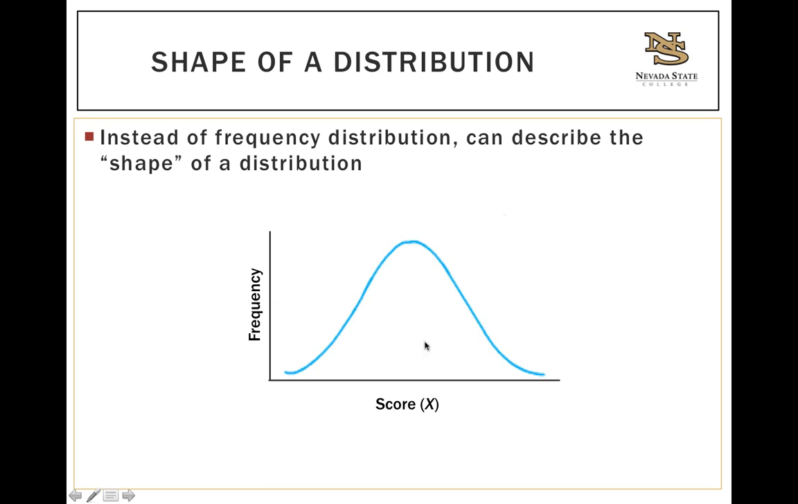So you can see that in this particular distribution, our most common scores are the ones in the middle, near the mean. And as we get more extreme to either low scores or high scores, we get fewer and fewer people who score in that range. Now, the type of distribution that you have can vary.